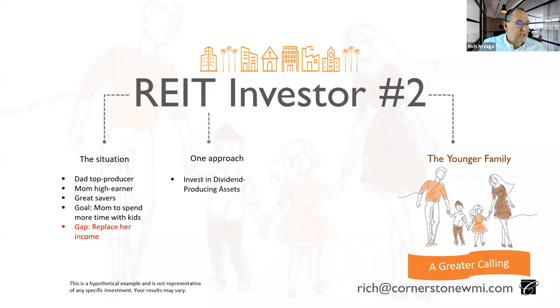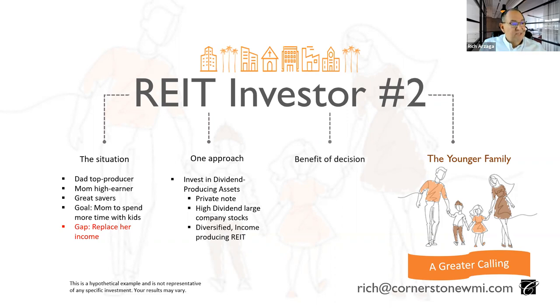Well, here's one approach again. We invest in dividend producing assets, not REITs, but there's other assets that produce dividends out there that are tax advantaged. Right now, a very good fund on a dividend producing basis is about 4 to 5%. And it's tax advantaged, taxed at a dividend rate, which is lower for most people. It's at 15% instead of our ordinary income tax rate. So there's that. They can also do a private note. They can do a high dividend large company stock. Okay, they can do a diversified income producing REIT. So there you go. There's different ways to produce the dividends and replace the wife's income.